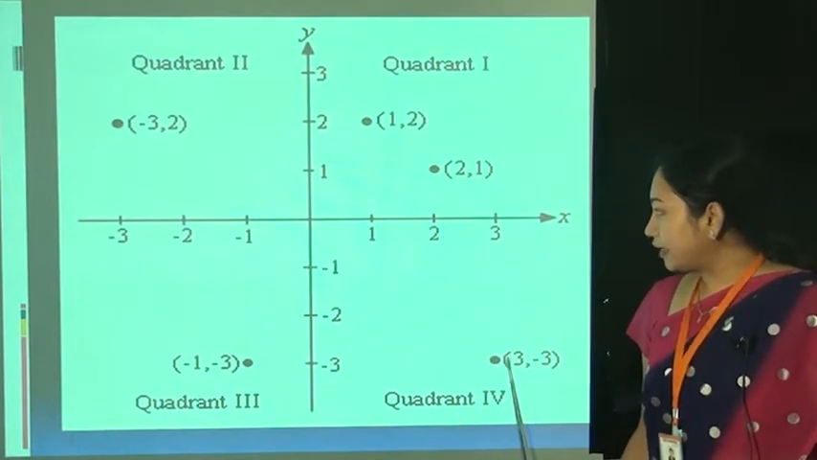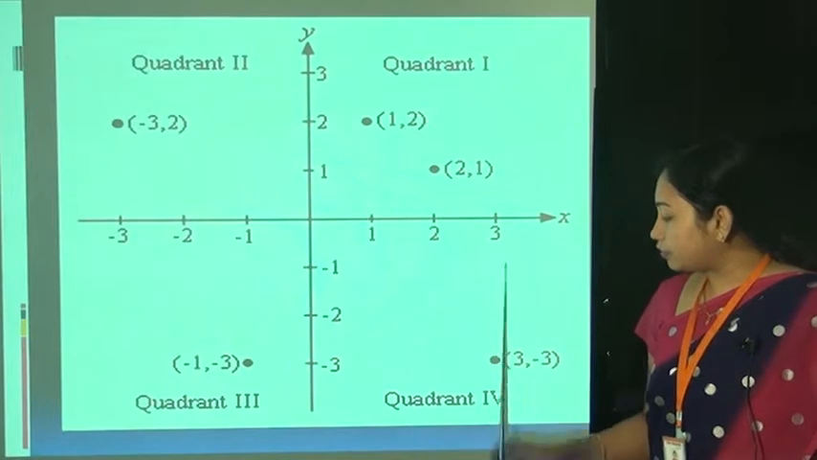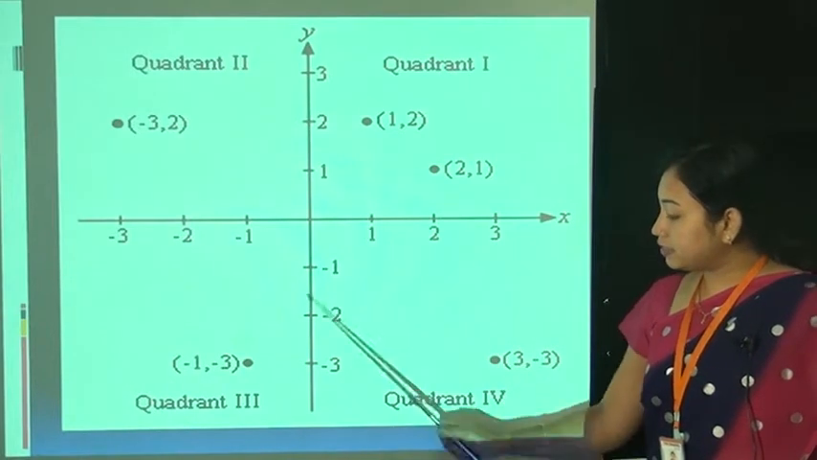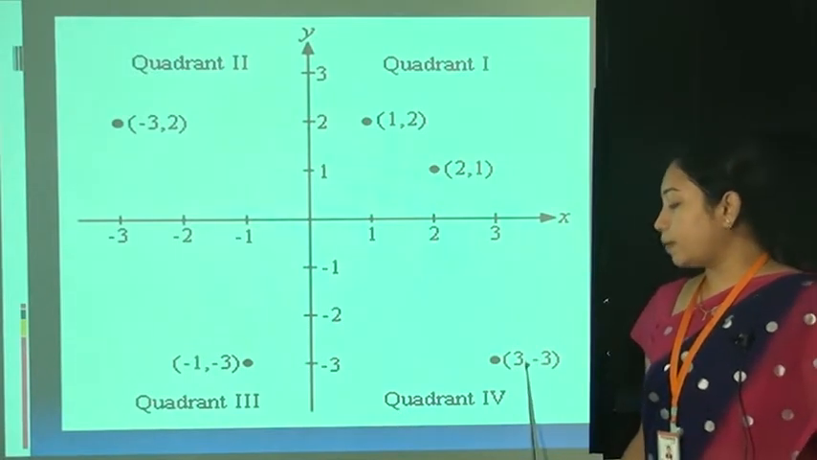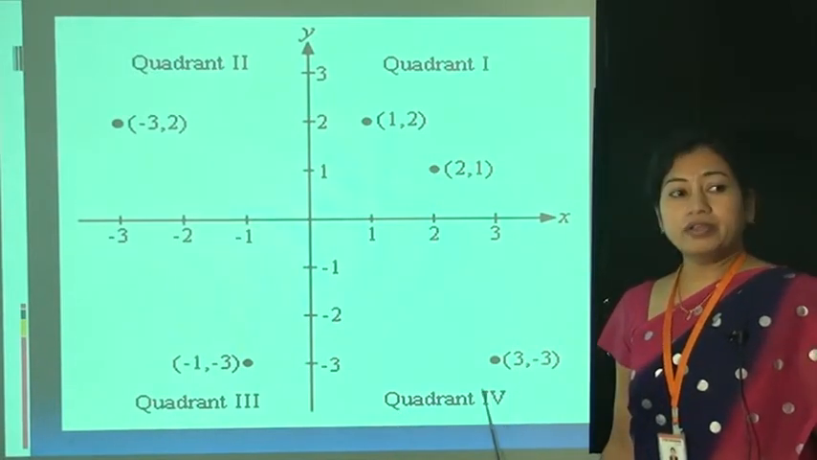So for this point, the distance on the x axis is 3 and the distance on the y axis is minus 3. So 3 and minus 3. So this is the point which lies on quadrant 4.